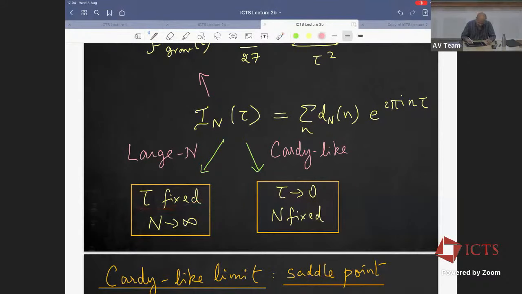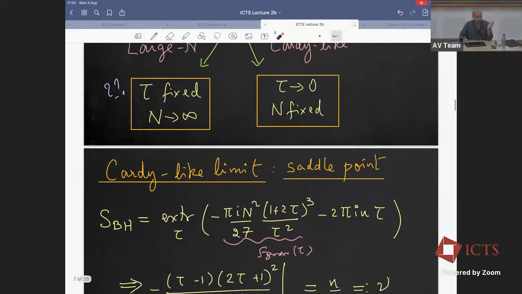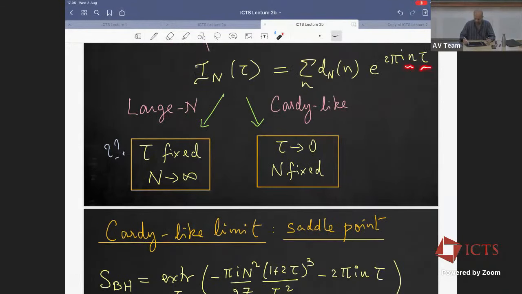And I emphasize that this has not been really solved, although there are very good ideas and methods, but not satisfactory, for instance, for mathematicians. And here, this is n fixed and naively tau goes to zero, because as n goes to infinity, naively tau goes to zero.